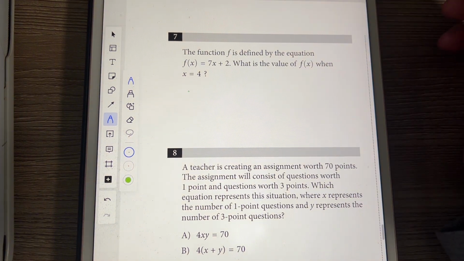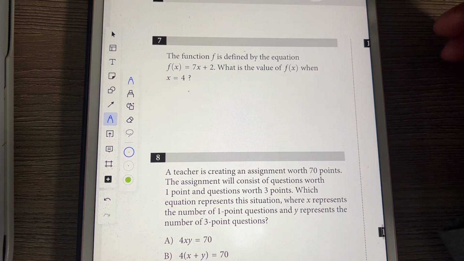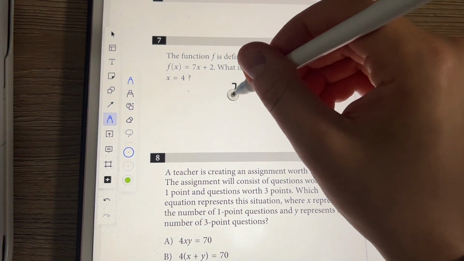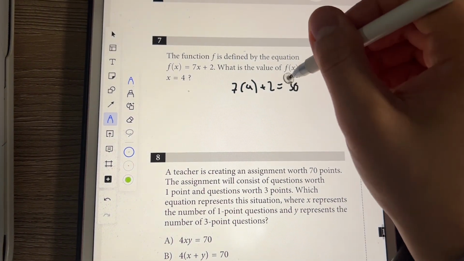Question 7. The function f is defined by the equation f of x is equal to 7x plus 2. What is the value of f of x when x equals 4? You probably notice how much function notation we're looking at. Well, what are we going to do? I'm going to plug in 4 for x. 7 times 4 plus 2 is equal to 30. Boom.